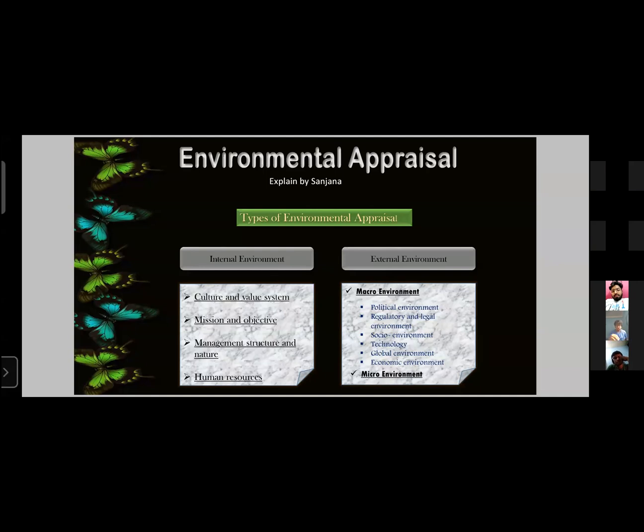Human resource is concerned with factors like manpower planning, recruitment and selection, composition, communication and appraisal. Second, external environment. An external environment is composed of all outside factors or influences that impact the operation of business. There are two types of environmental appraisal: macro environment and micro environment.